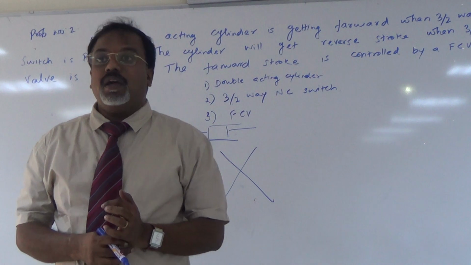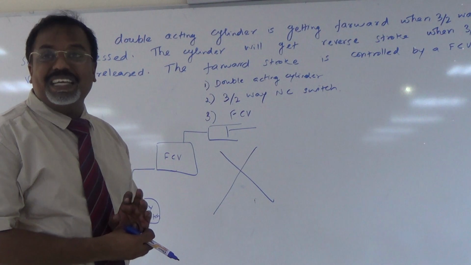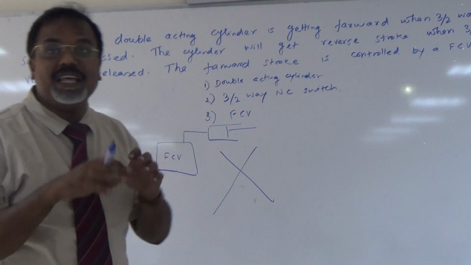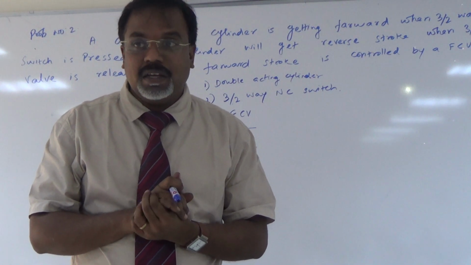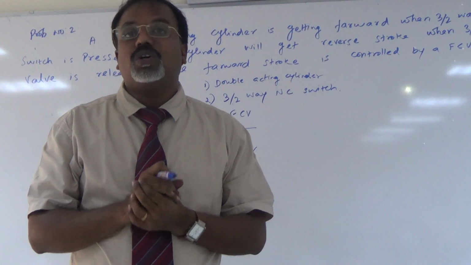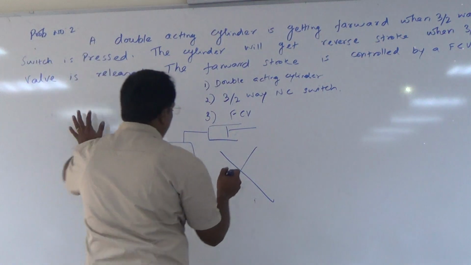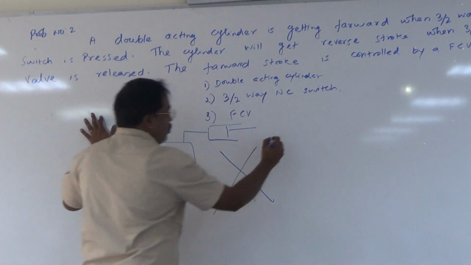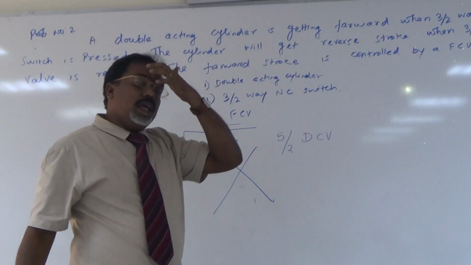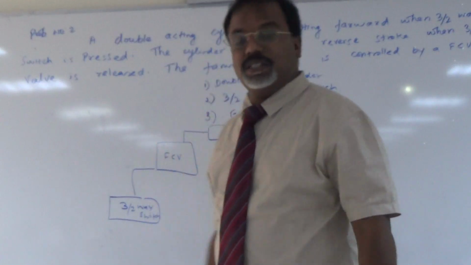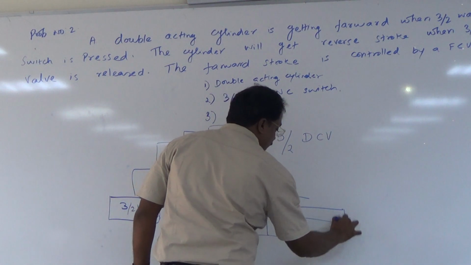Why? The cylinder should get reverse stroke when the 3 by 2 valve is released. In the double acting cylinder, there is no spring. It will not return automatically. So that's why you need another valve here, a 5 by 2 directional control valve. You have to use a 5 by 2 directional control valve because of the double acting cylinder mechanism, this is the double acting cylinder.